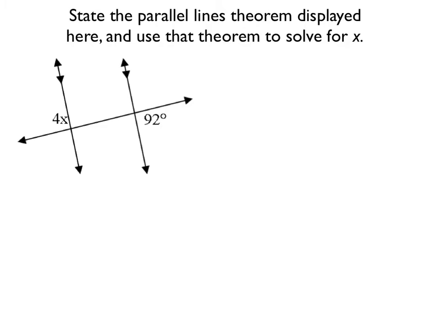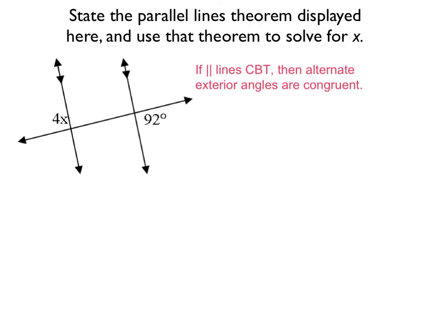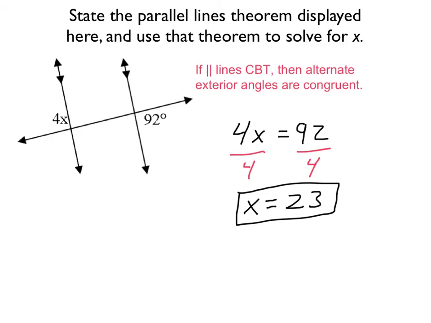Pause the video and give this one a try on your own. So we know whenever we have parallel lines cut by a transversal, that means that the alternate exterior angles are congruent. And so if they're congruent, we'll set 4x equal to 92.